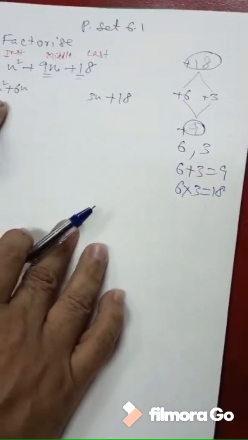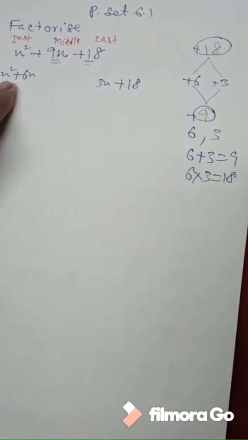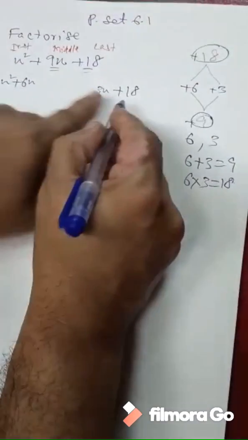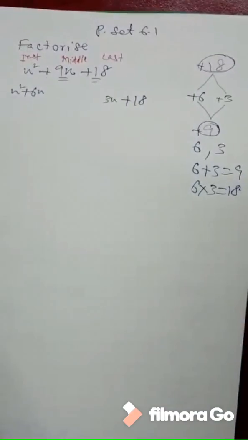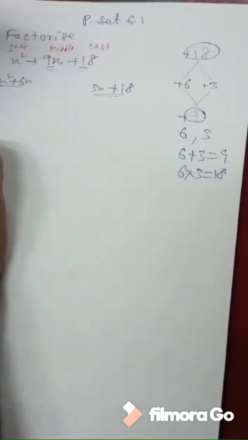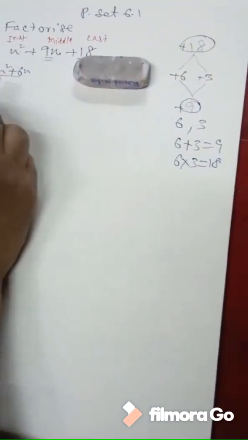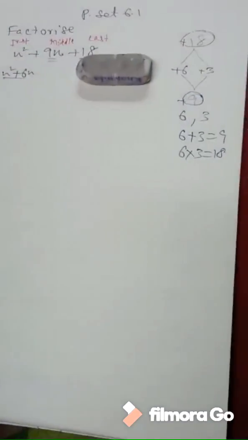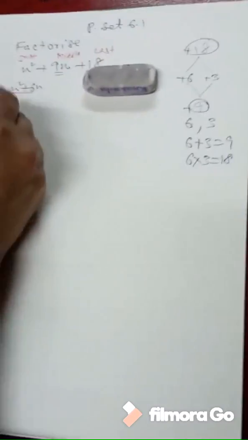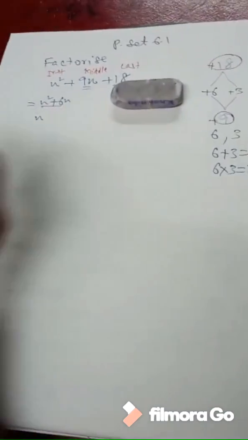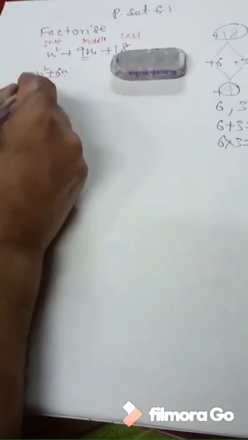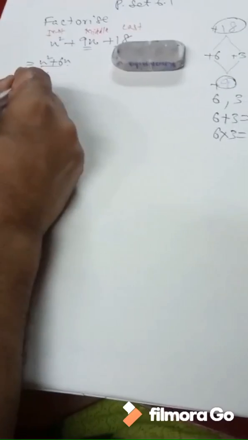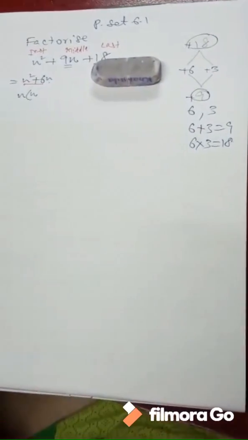Now see, I split the question into parts. The first part is x square plus 6x, and the second is 3x plus 18. Now see, hide the second part. This is x square plus x. Take x as a common factor. X is the smaller number. Take x as common. Now when we take x, the x will remain inside the bracket.